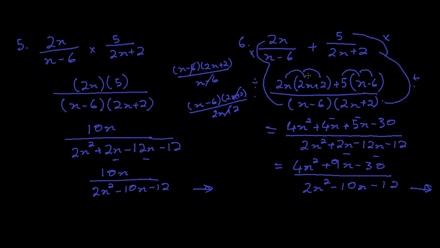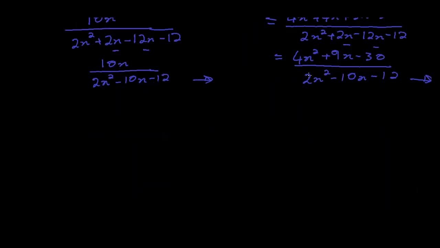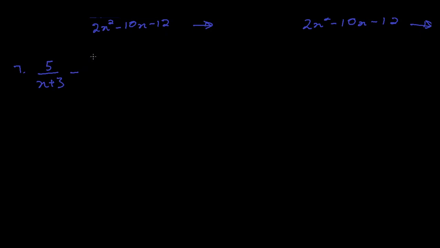Okay, so let me do one last example to understand what I did on number 6. So last example, number 7. I'm going to keep it simple here, I hope. So it's 5 over x plus 3. Let's use minus this time. Minus 3 over 2 minus x.